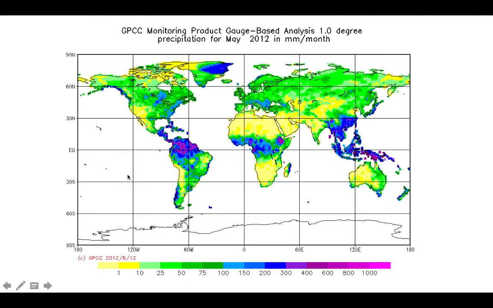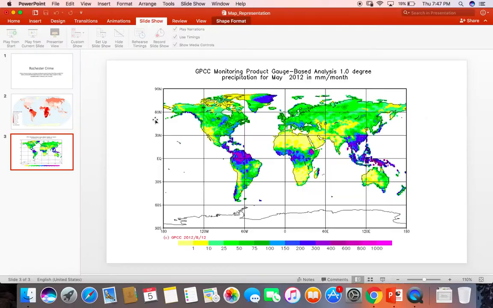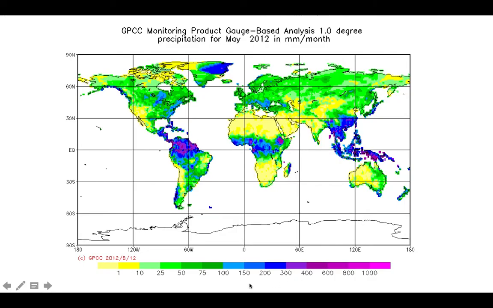At the bottom here, you can see the graphic legend showing the range of the precipitation with different colors. Light yellow shows the least precipitation, and dark pink shows the maximum rainfall. And these colors are then distributed over the map.